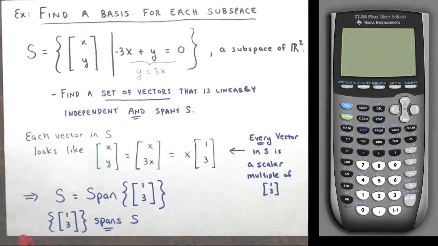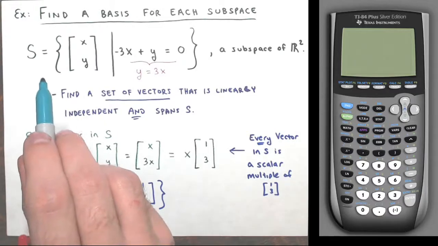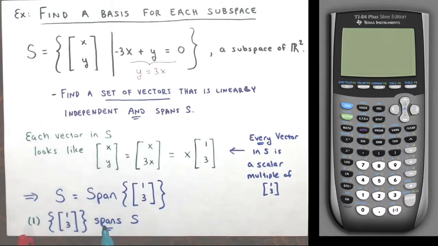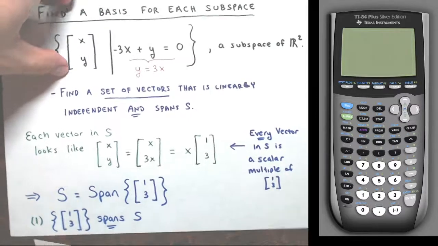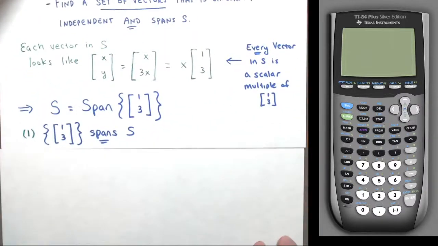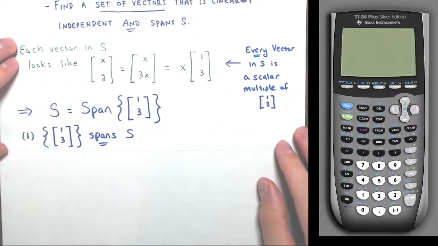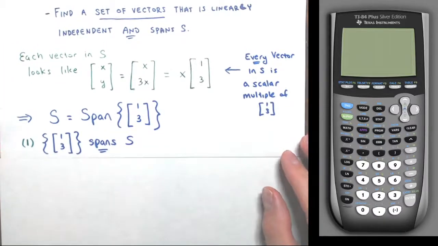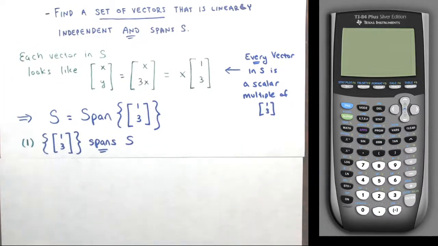So that's part one of finding a basis. I found a set of vectors that spans S, the set of just the vector (1, 3). Then the next question is: is this set of vectors linearly independent? Well, it's only a set of one vector, and I've talked about linear independence and dependence in plenty of other videos, so you can check those out if you wish or read up on it.